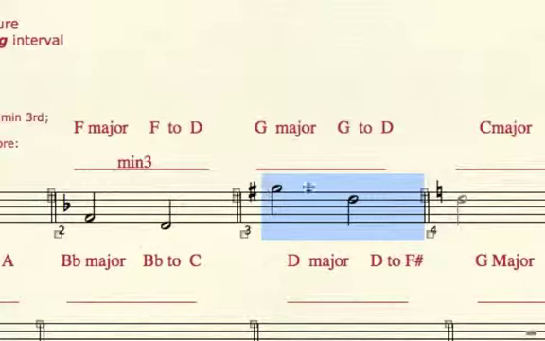Is D in the key of G? Yes, it is. Therefore, it is a perfect fourth.